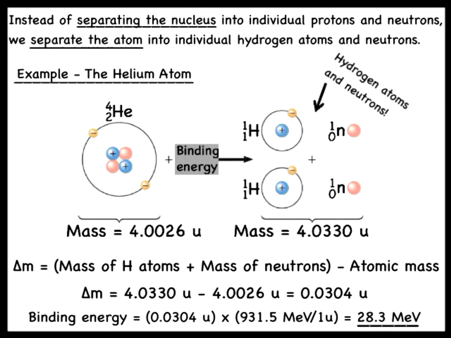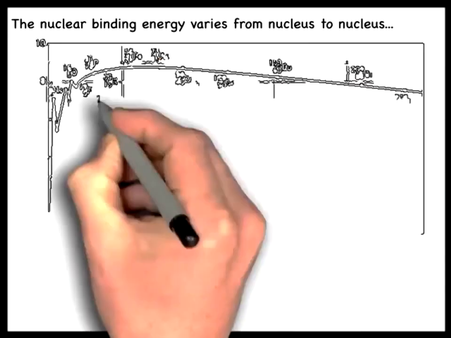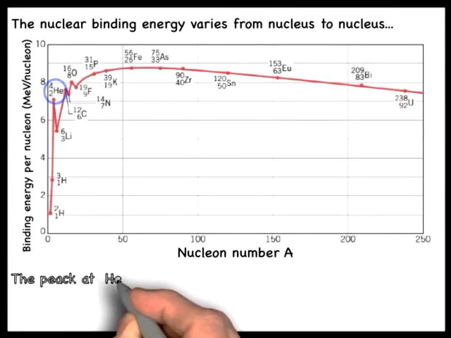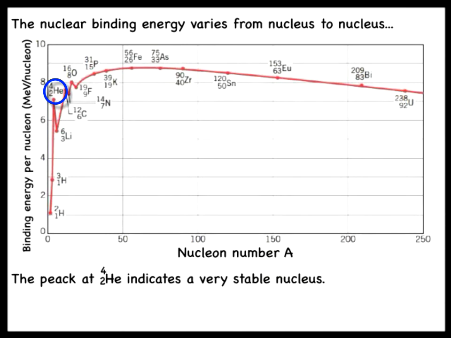To see how the nuclear binding energy varies from nucleus to nucleus, it is necessary to compare the binding energy for each nucleus on a per-nucleon basis. The following graph shows a plot in which the binding energy divided by the nucleon number A is plotted against the nucleon number itself. In the graph, the peak for the helium-4 isotope indicates that its nucleus is particularly stable.